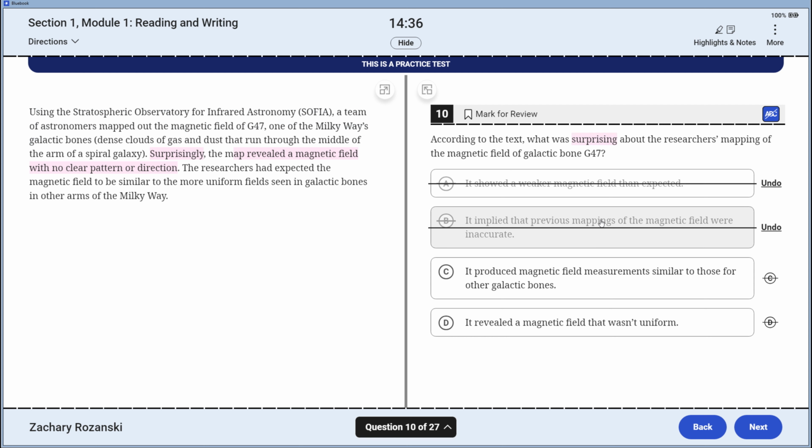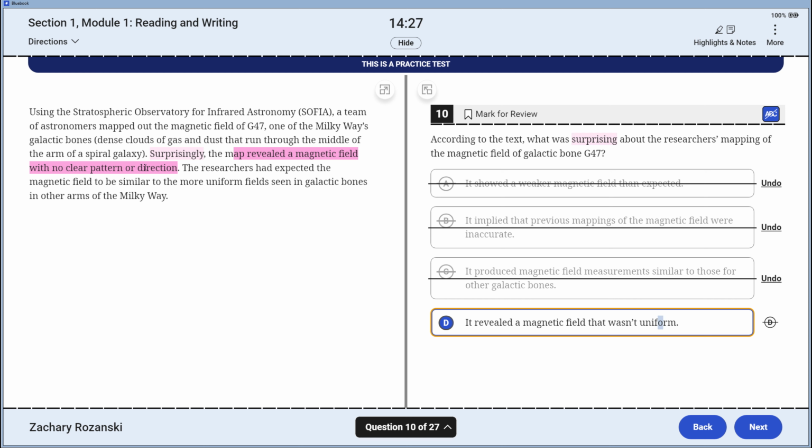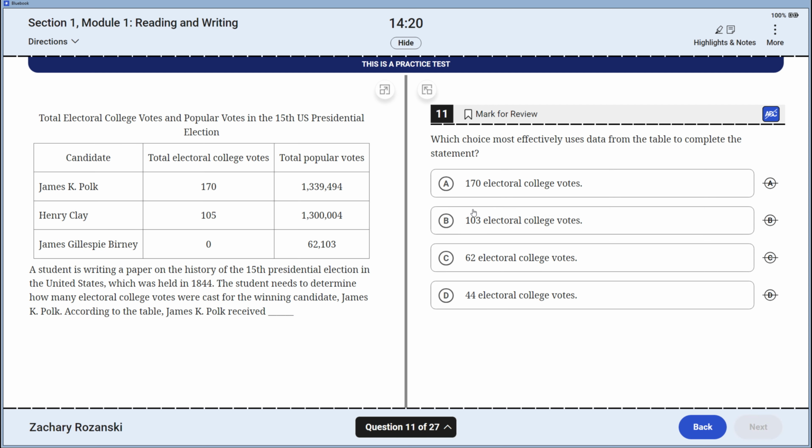I don't have the notion that there were other ones that were done that were wrong, and that's what informed their expectations. It produced a magnetic field similar to those of other. No, it seemed to be different. That's what was surprising. It revealed a magnetic field that was not uniform. Yes, no clear pattern or direction. And even if I don't know what that means, the more uniform there is absolutely supportive of my choice.